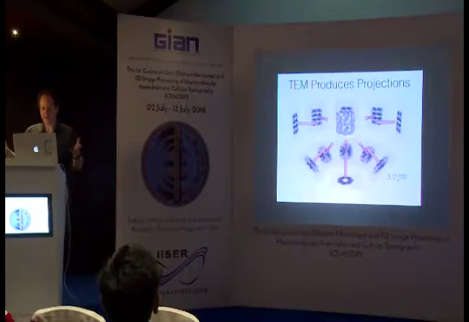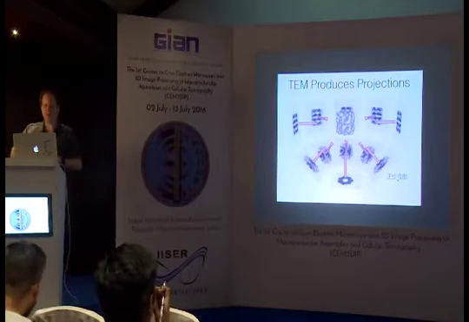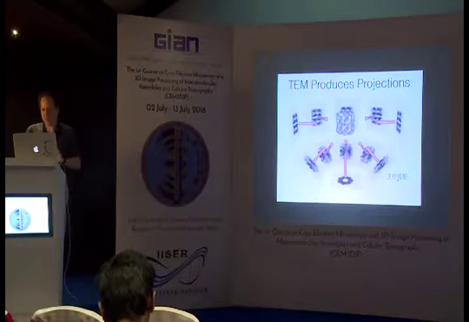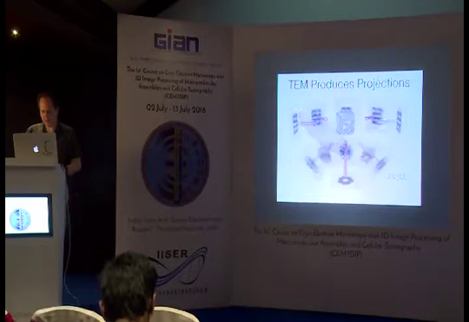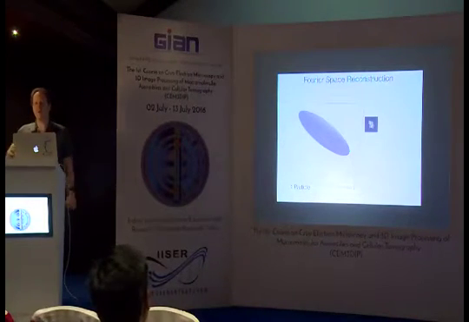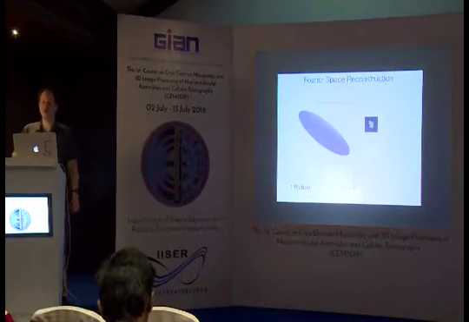projections, the class averages basically represent projections of the 3-dimensional map. We then need to take those and reconstruct them. Again, you're going to hear a whole lecture on this topic later in the week, but the basic idea in EMAN is we do this in Fourier space. And in Fourier space, a projection corresponds to a slice going through the origin in Fourier space.